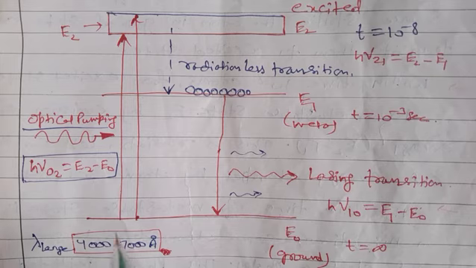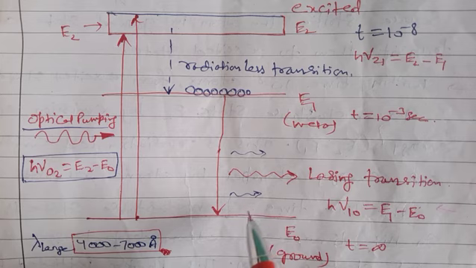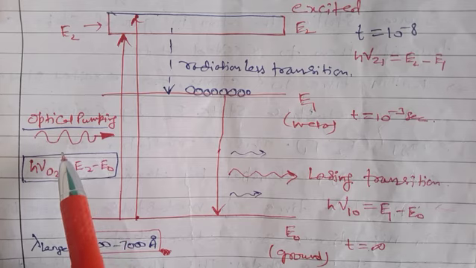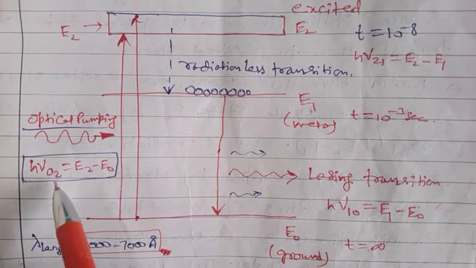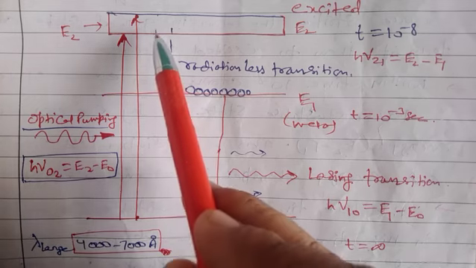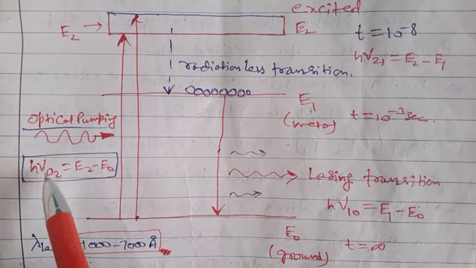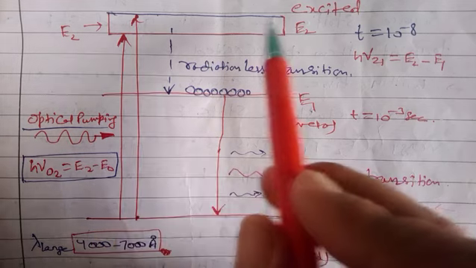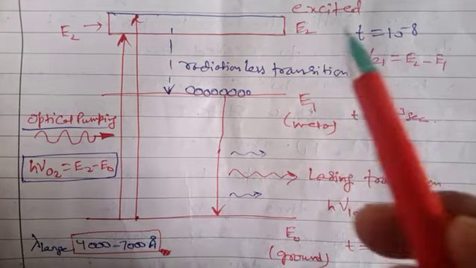So first of all, there is a ground state where the atom is present, which is struck by the incident photon by the optical pumping, and these atoms absorb this frequency h nu 02, which is equal to the energy gap between E2 and E1. So when this h nu 02 energy is absorbed by the atom, then it is excited and jumps from the ground state to the excited state. This is E2, the excited state. So this is called the stimulated absorption.